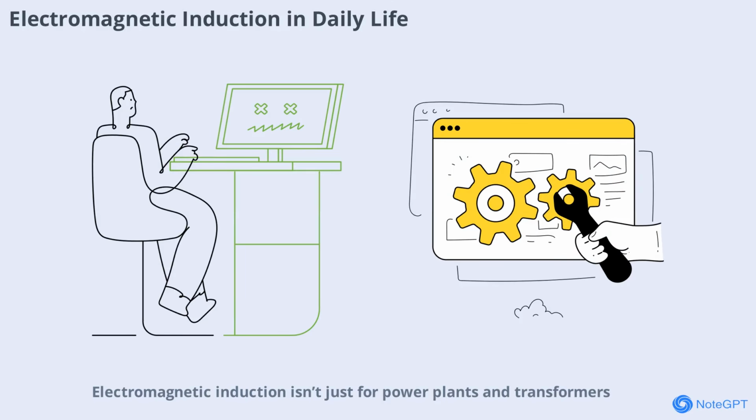Electromagnetic induction isn't just for power plants and transformers, it's present in many everyday devices. Induction cooktops heat pots without flames, electric toothbrushes charge wirelessly, and even some trains use induction for contactless power transfer. This principle is woven into the fabric of modern technology, making our lives more convenient and efficient.